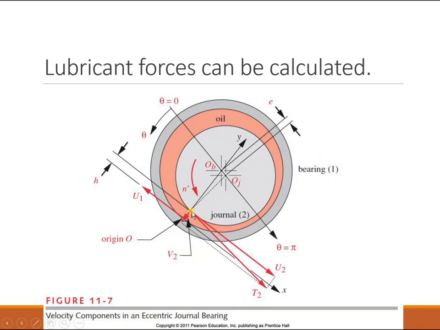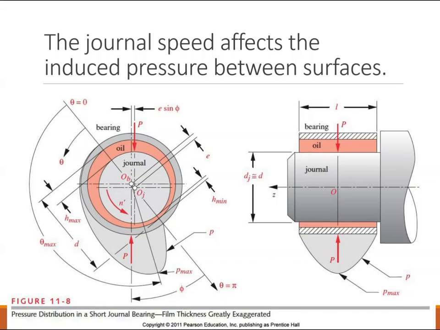For any particular point, I can find what the velocity of the fluid is. The velocity of the fluid right here is 0, it's stationary. The velocity of the fluid right here is the speed of the journal at that location. Those two changes in velocities help me understand forces, and that's going to be how we generate the force that the lubricant exerts onto the journal.